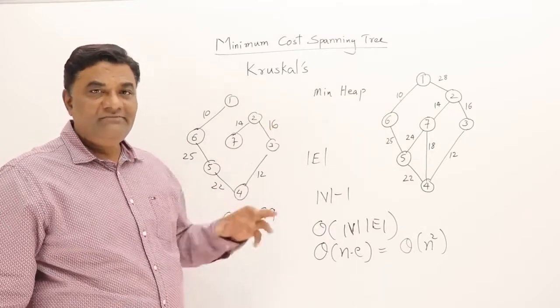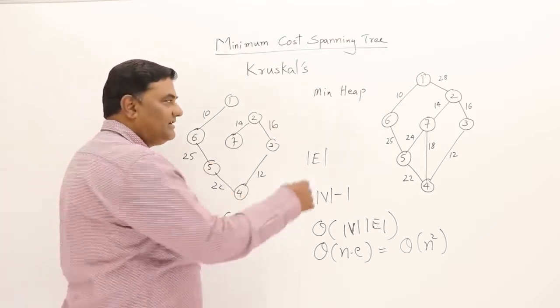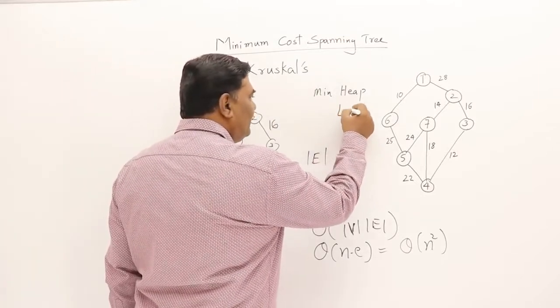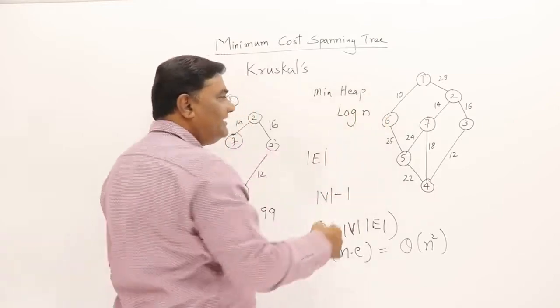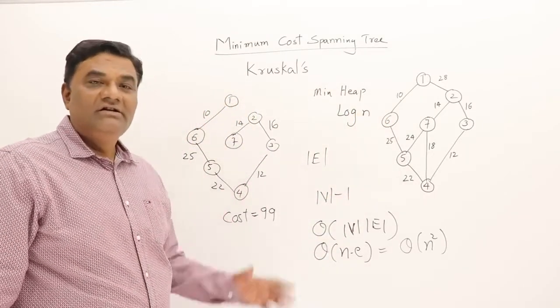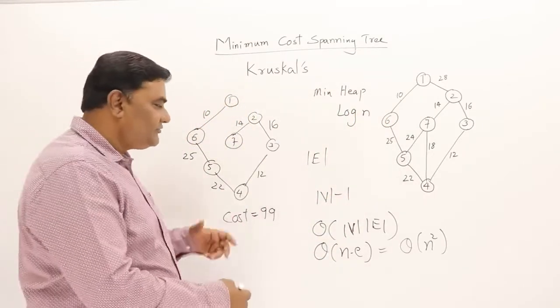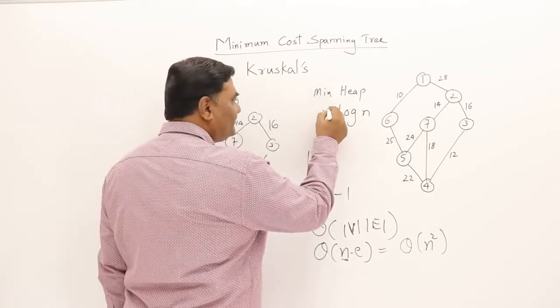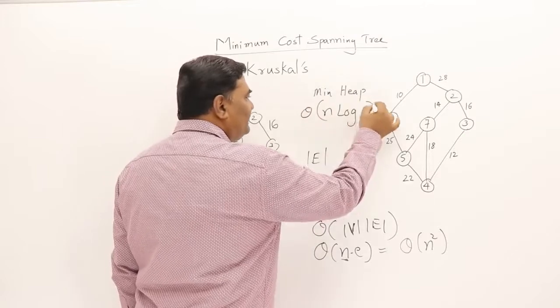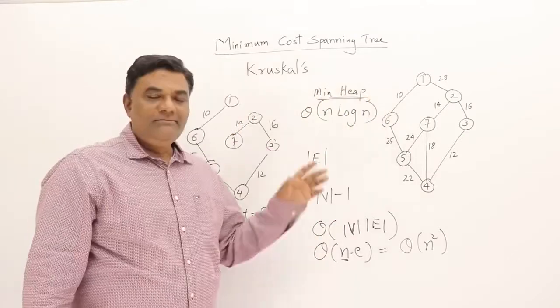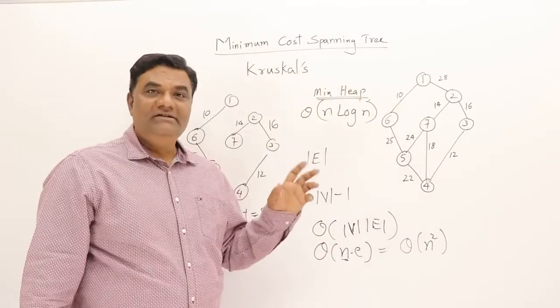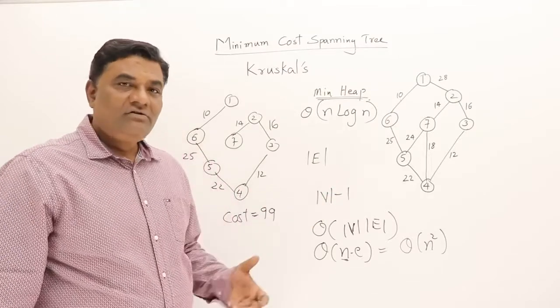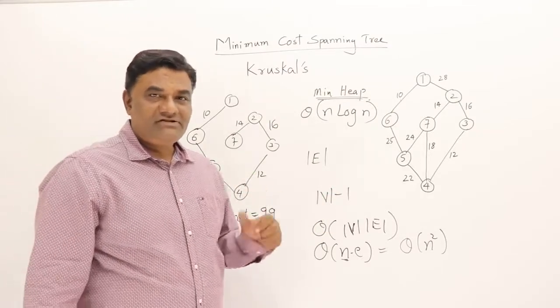From a min heap, whenever you delete, the time taken is log n. So how much time will it take for finding a minimum cost edge? Log n time. And how many times do you have to do that? Number of vertices minus 1 times, so n. So by using min heap, the time complexity of Kruskal's algorithm will be n log n. That's how Kruskal's algorithm can be made faster.